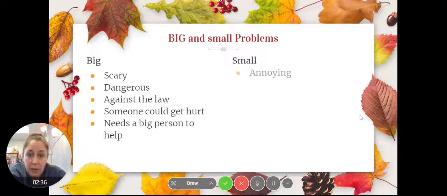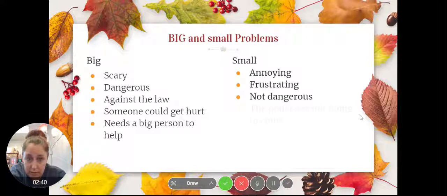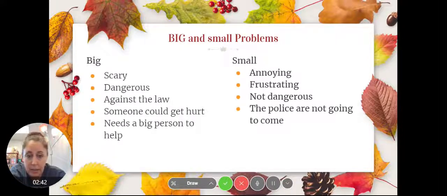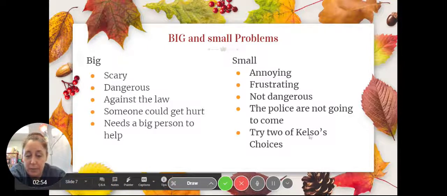Small problems can be annoying, frustrating, not dangerous. The police are not going to come if someone is making an annoying sound on your Google Meet. It's not illegal. It just can be frustrating. So this is when you want to try to use two of Kelso's choices.